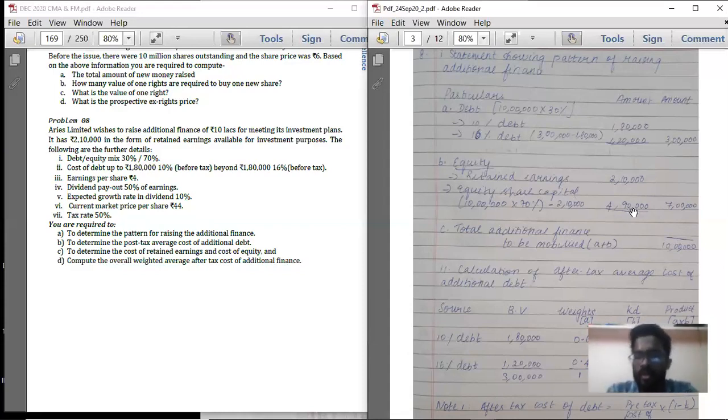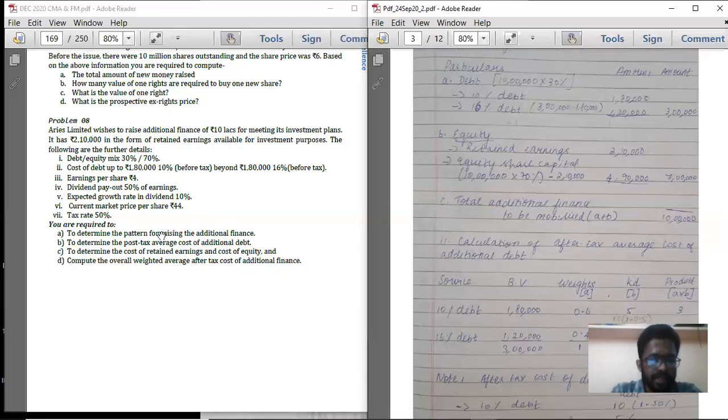Now total the inner amount column. Record in the outer amount column 7 lakhs. Now total the outer amount column: 7 lakhs plus 3 lakhs, that is 10 lakhs. In respect of the 10 lakhs, record small c: total additional finance to be mobilized.